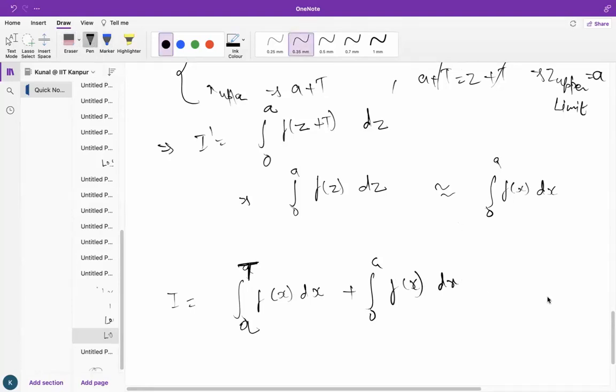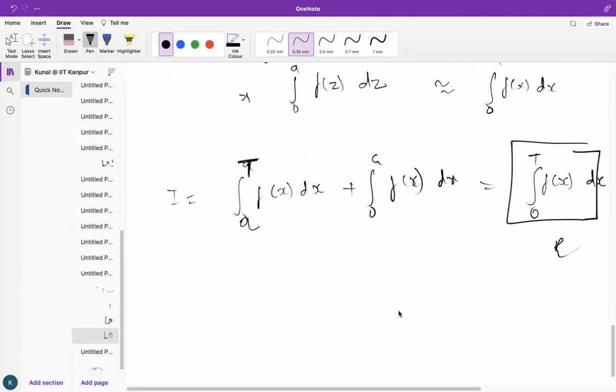So what can we write here? We can write this as integral from 0 to t of f(x) to the power. I hope you all understand what I'm trying to say. If not, let me rewrite it here. What I'm trying to do is write the integral from 0 to a of f(x) dx, plus the integral from a to t of f(x) dx, and both functions are continuous in 0 to t.